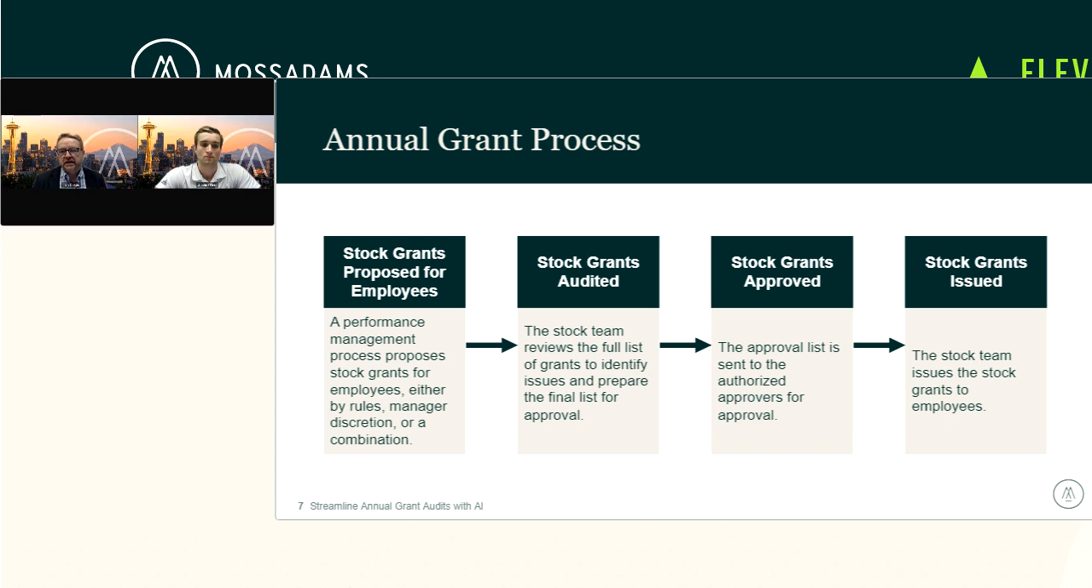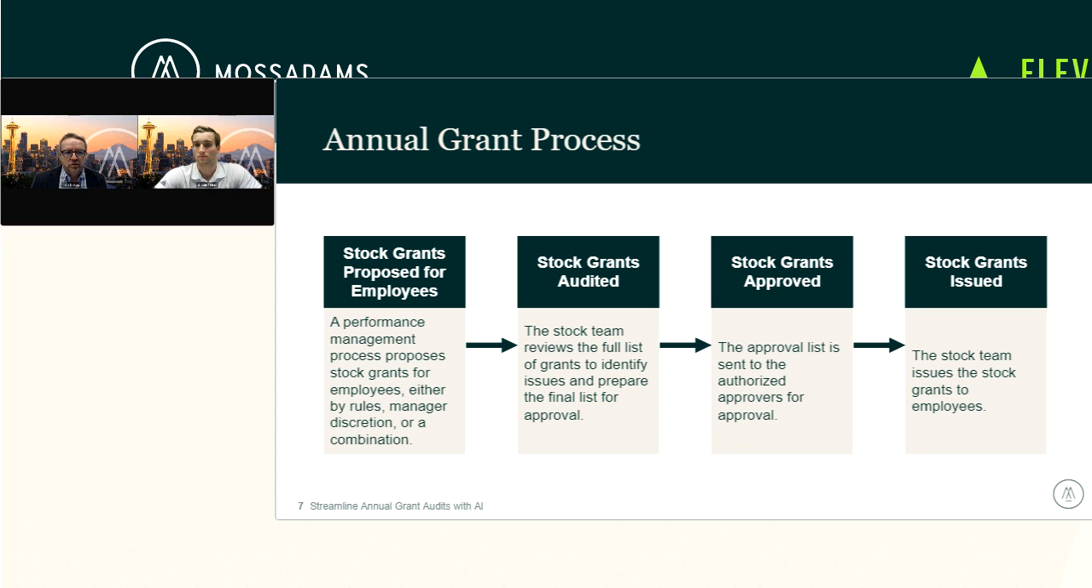After that process, once you have that whole set of reviews and audits, the list of grants is complete and it's handed off to the stock team to actually get processed. The stock team looks at the full list of grants, tries to identify any issues, tracks down any questions, and then they get the final list for approval because they have to be approved by someone within the company. So then the stock grants get approved. The approval list is sent to authorized approvers for approval, and then that goes back to the stock team, who actually ends up then granting the stock to the employees.